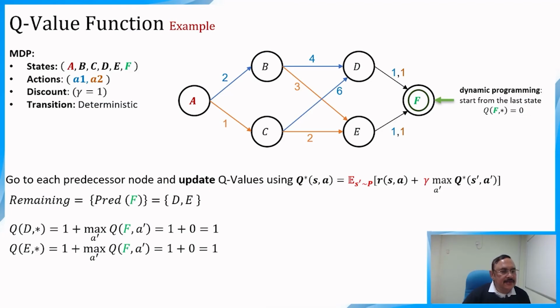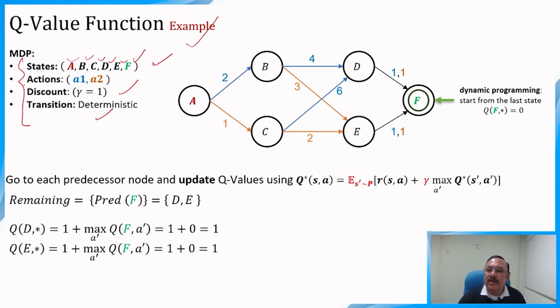Now, let us take an example of a q value function. Here the MDP states are A, B, C, D, E, F. It is a 5 tuple in reinforcement learning. The states are A, B, C, D, E, F. These are the set of states. The actions are two actions, A 1 and A 2. The discount factor gamma is equal to 1 and the transition is deterministic.